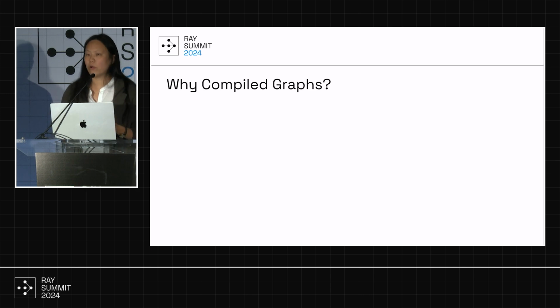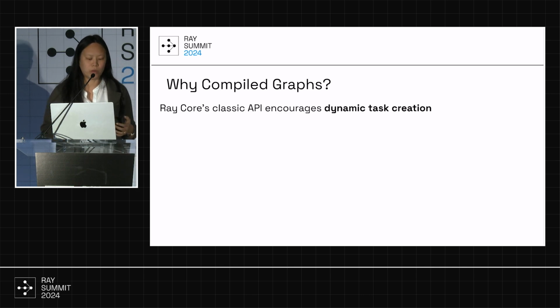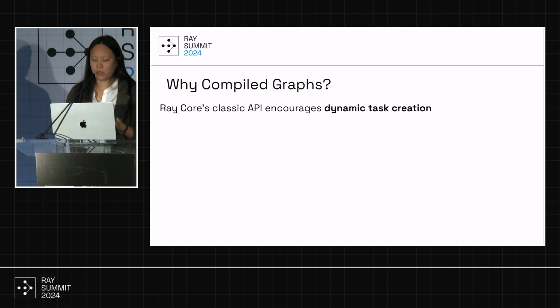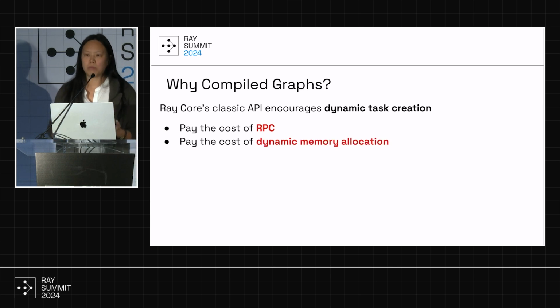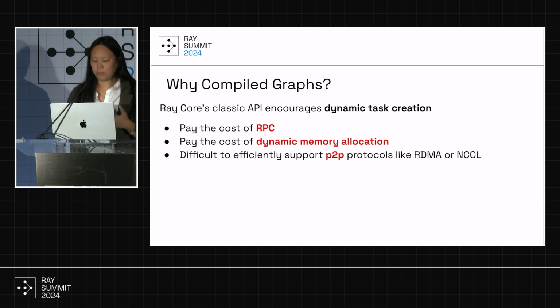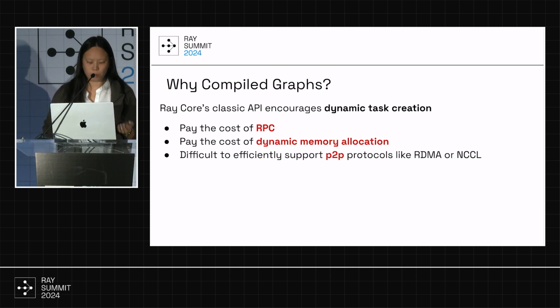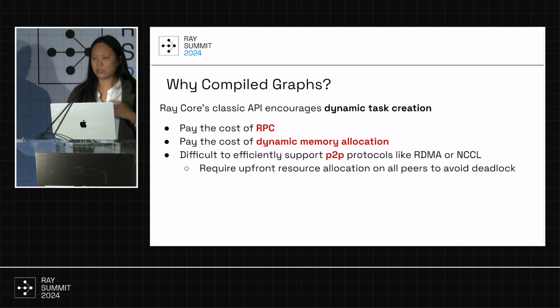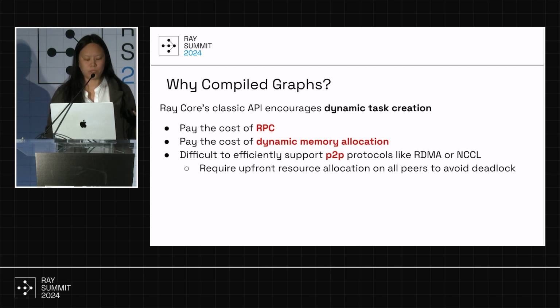And so this is exactly why we built compiled graphs. When we think about Ray core's classic API, one of the really great things about it is that it lets you create tasks dynamically. But that also comes with a cost, right? So it means that you have to pay the cost of doing these RPCs at runtime to execute the task. You often have to do some kind of dynamic memory allocation to pass around arguments and return values. And it's also very difficult to support peer-to-peer protocols like NVIDIA's NCCL protocol. And that's because these kinds of communication patterns require you to actually allocate resources upfront on all peers.